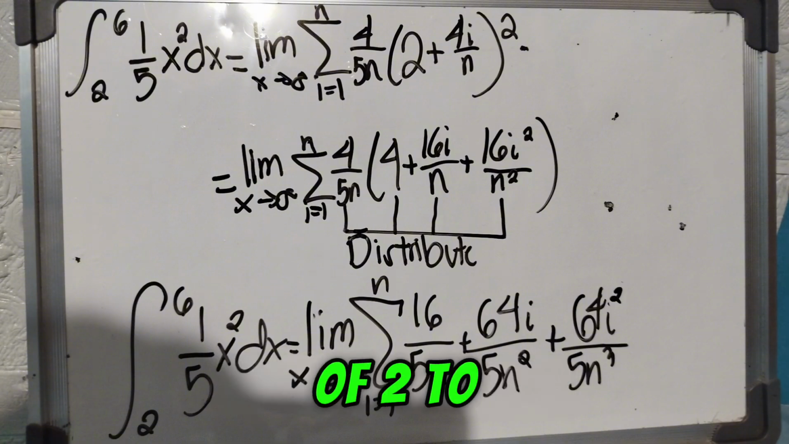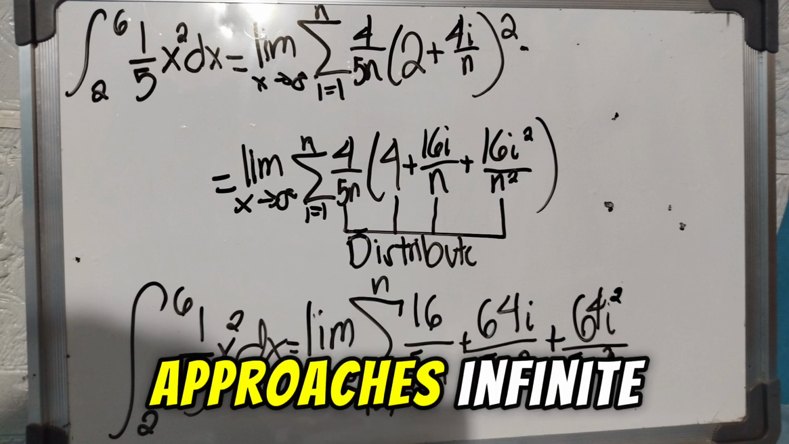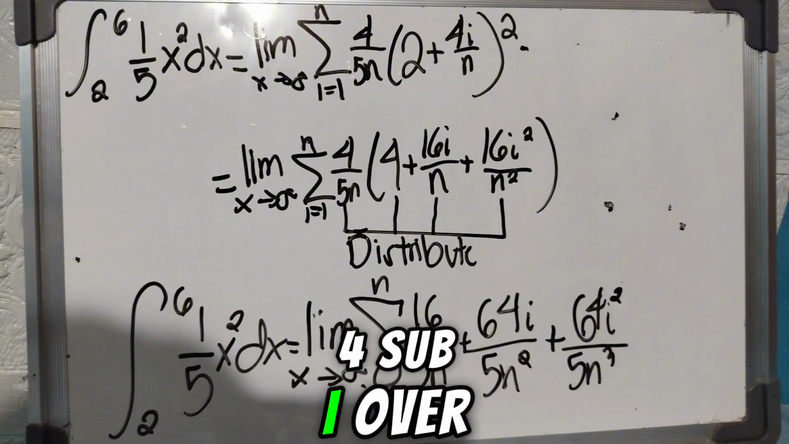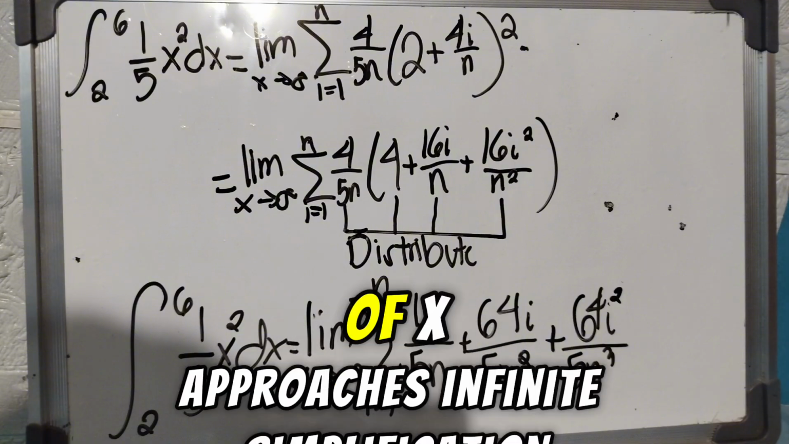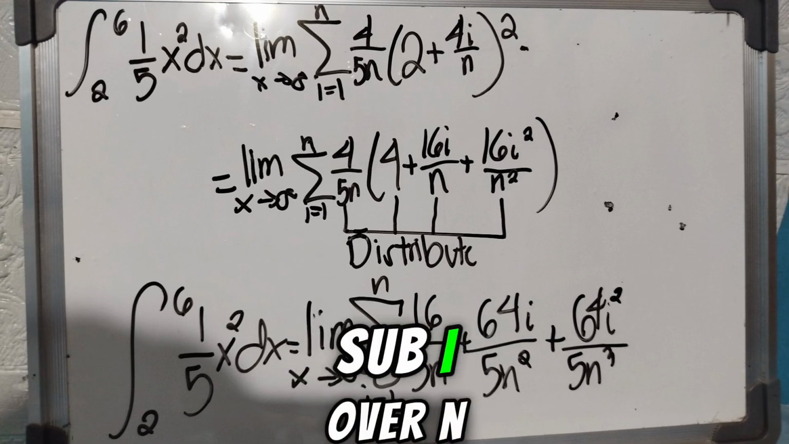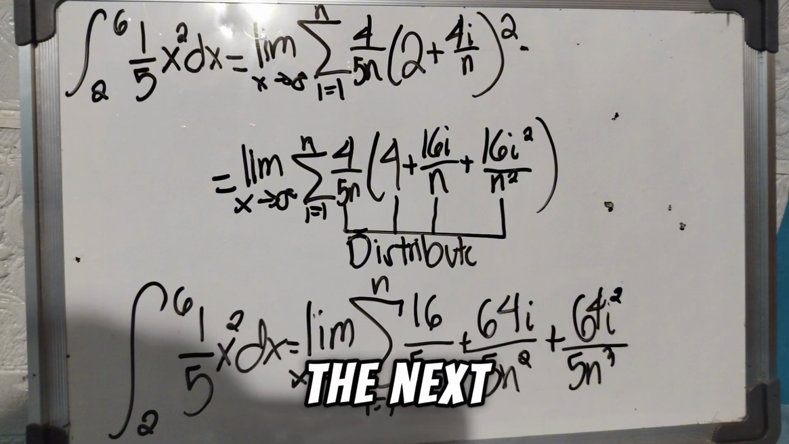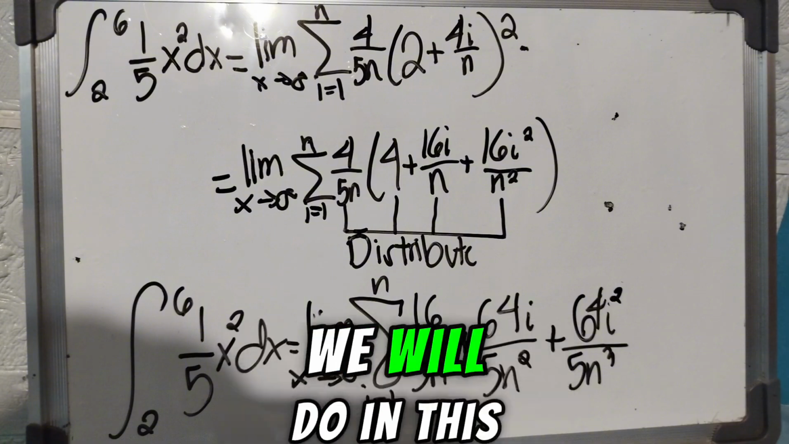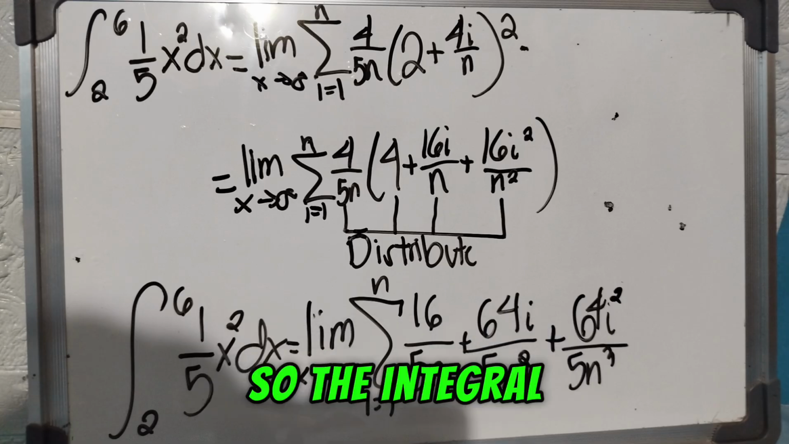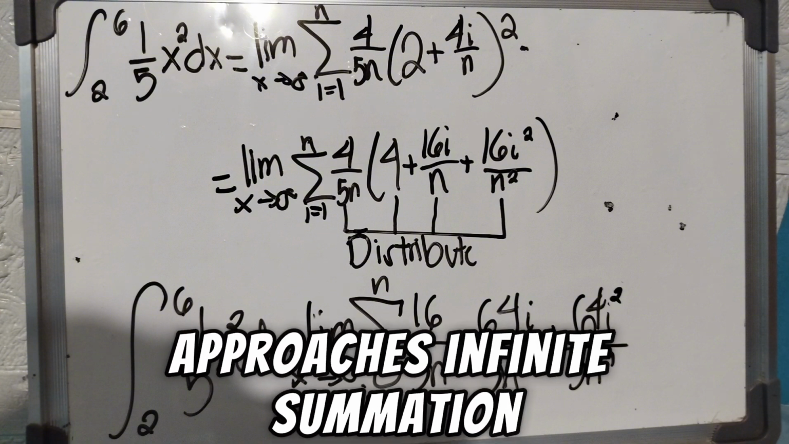So the integral from 2 to 6 of 1/5 x squared dx is equal to the limit as n approaches infinity of the summation of 4 over 5n times (2 plus 4i over n) squared, which is equal to the limit as n approaches infinity of the summation of 4 over 5n times (4 plus 16i over n plus 16i squared over n squared). The next process that we will do in this scenario is we distribute the 4 over 5n in the parentheses.